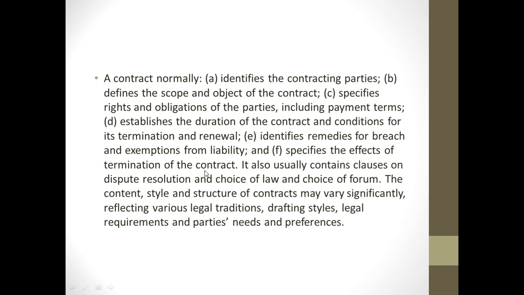It also specifies the effects of termination of the contract. What happens when the contract gets terminated? It will also contain some clauses on dispute resolution, choice of law, choice of forum, and jurisdiction forum. The content, style, and structure of contracts may vary significantly depending upon the legalities, the drafting styles, the legal requirements, and the parties' needs and preferences.